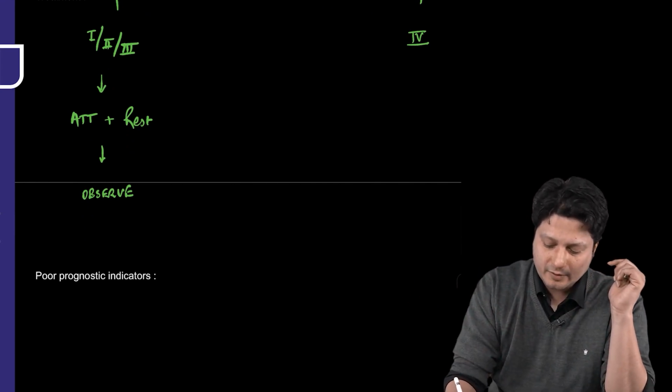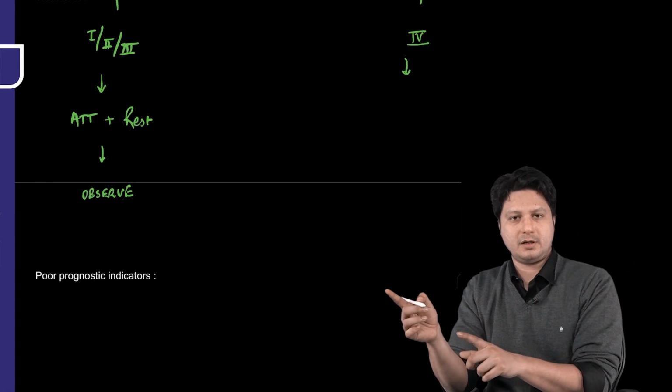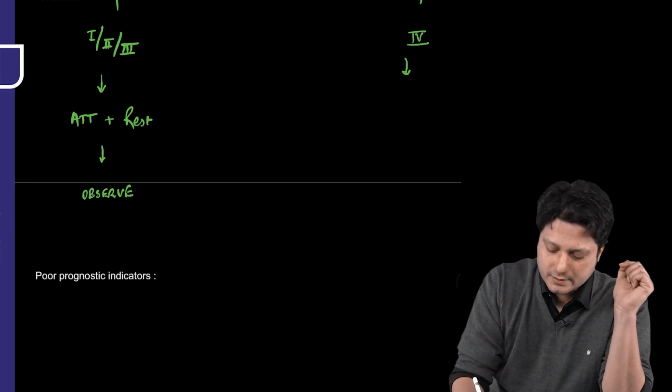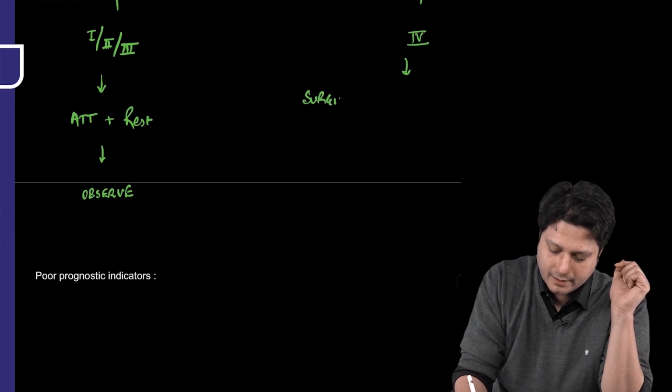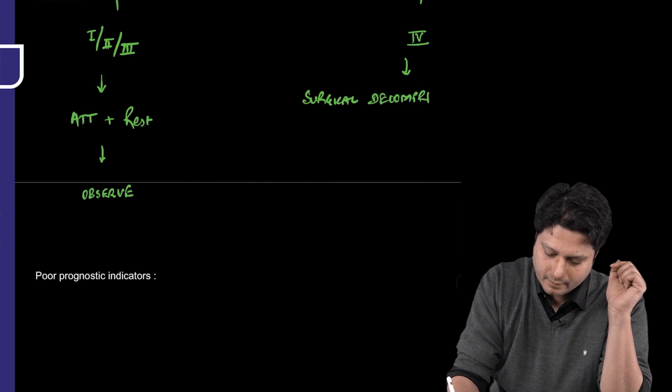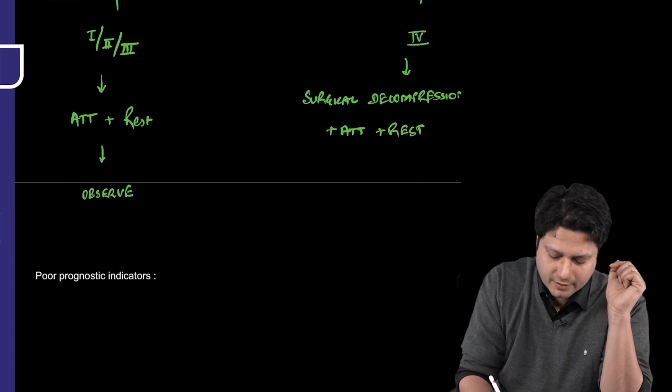But in case the patient is having a type 4 involvement, then you can go for surgical decompression. Early surgical decompression you can plan along with ATT and rest. Now this observation is to be followed for a period of 3 to 6 weeks.